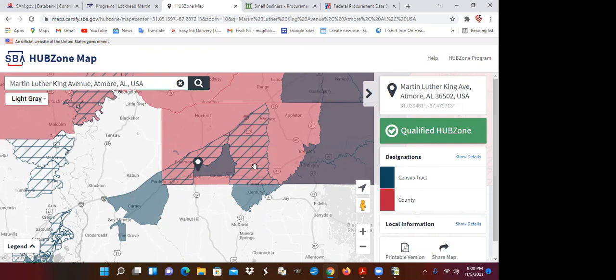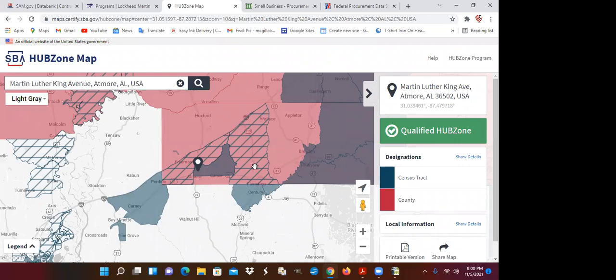Now, to be considered in a HUBZone, you've got two factors. Your principal office has to be in a HUBZone, and 35% of your employees must live in a HUBZone. You got it? So if you're a one-owner business and your principal office is in that HUBZone area, then you're 100%. You're the only employee you've got, so you automatically qualify.